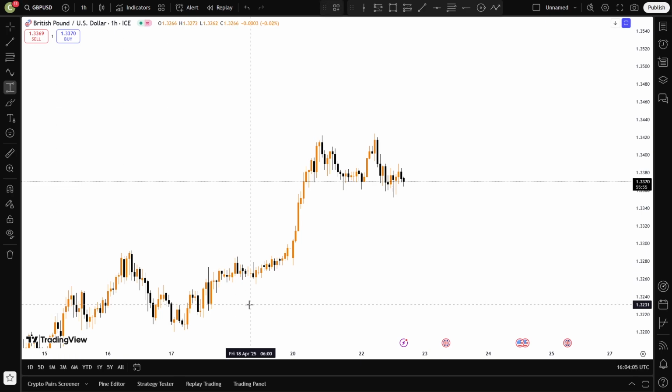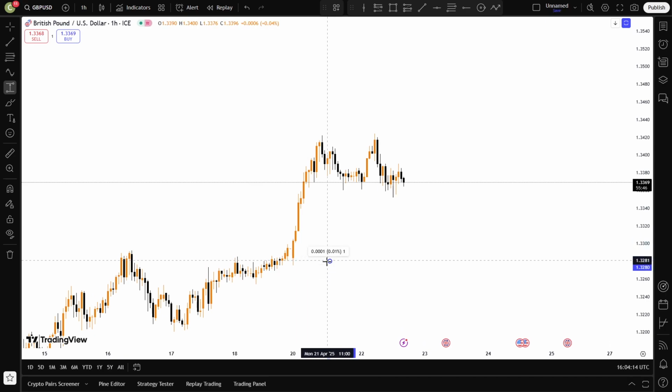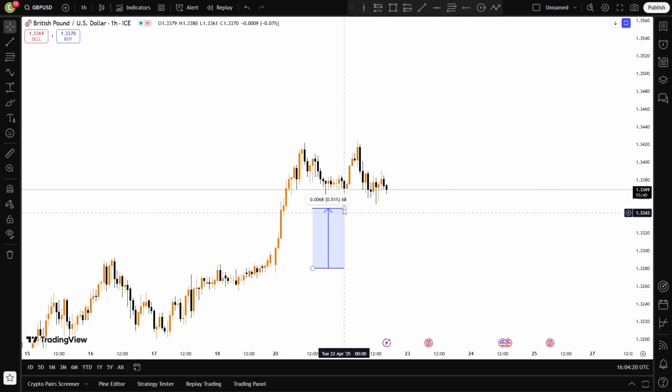So the price range is a tool in TradingView used to measure the difference between two price levels. Assuming I want to measure the price between this selected price level to this price, as you can see, it gives me that the difference is 68.